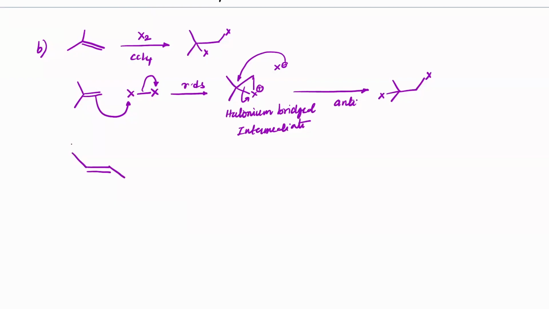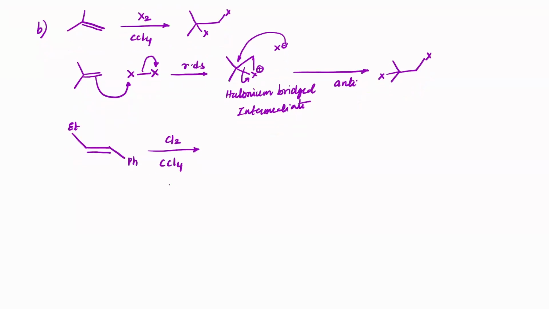a trans molecule, ethyl here and phenyl here, like this, and then you are treating this with Cl2 in the presence of CCl4, correct? In that case, you know that this is an anti-addition, this is a trans molecule. So trans and anti will always give you the erythro product. Erythro means chlorine and chlorine on the same side, H and H here, ethyl and phenyl here, like this. This and its mirror image. So you can get this as chlorine, chlorine, H, H, ethyl and phenyl. So this will be the product.